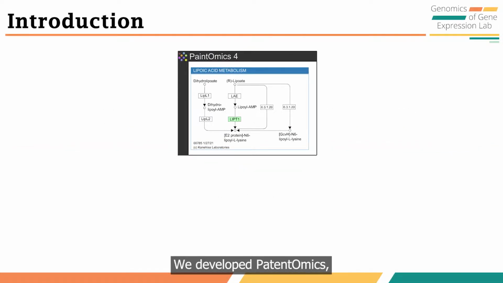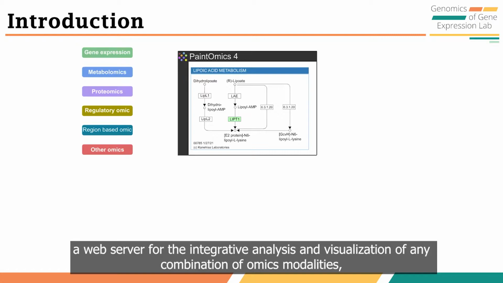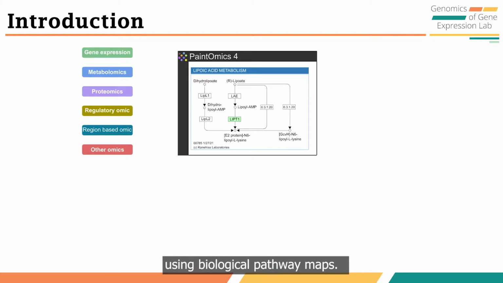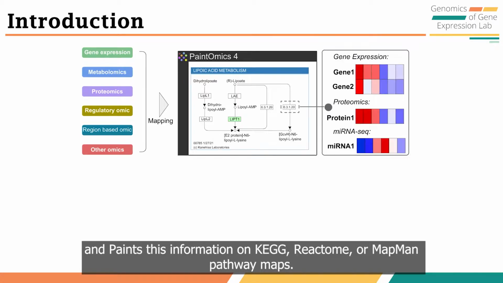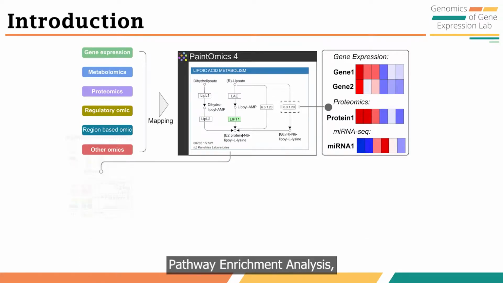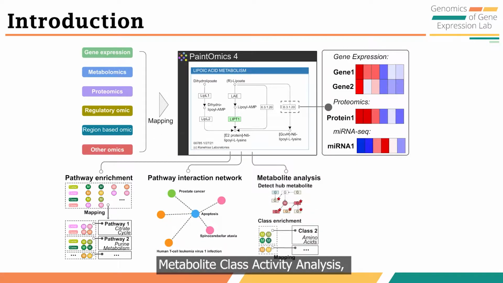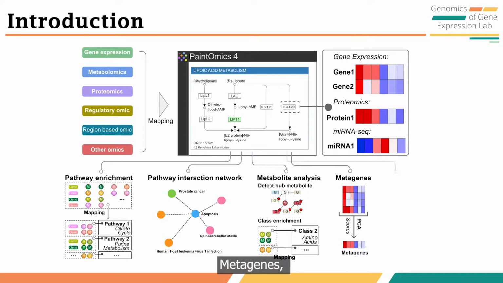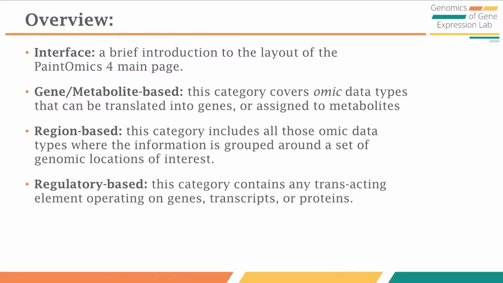We developed PaintOmics, a web server for the integrative analysis and visualization of any combination of omics modalities, using biological pathway maps. Basically, PaintOmics takes a list of omics datasets together with lists of significant features and paints this information on KEGG, Reactome, or MapMan pathway maps. Pathway enrichment analysis, pathway interaction network, metabolite hub analysis, metabolite class activity analysis, metagenes, and regulatory omics analysis methods are implemented in the application. The video contains 4 sections.